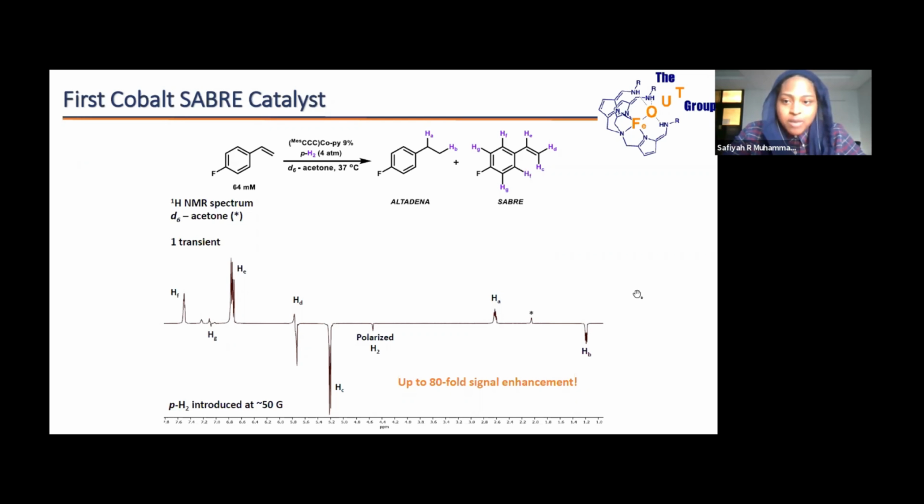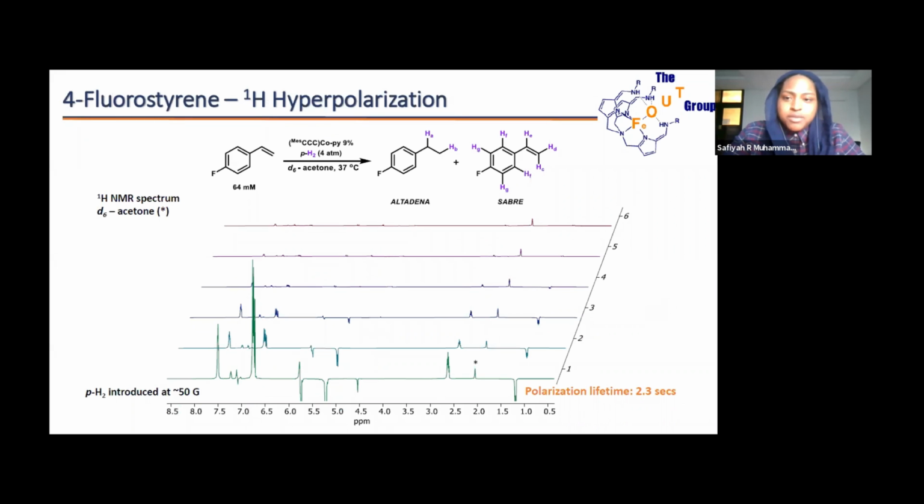We wanted to see if we're able to transfer that enhancement to heteronuclei without the use of labeling or magnetic shielding. So we looked at the carbon-13 nuclei. Or before we get there, just looking at the decay of this polarization. It doesn't last very long with this substrate. Other substrates, you see much longer polarization.